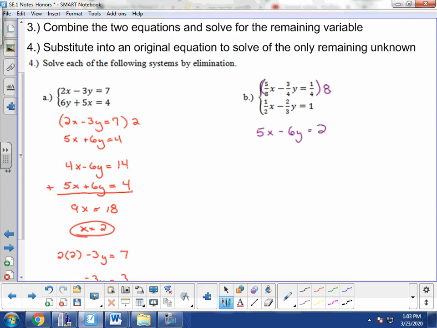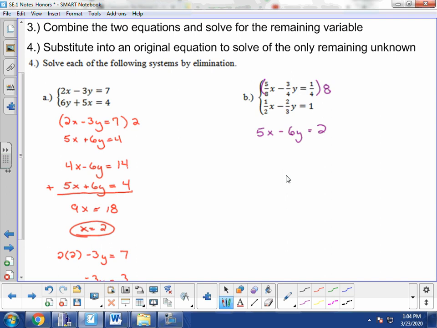Now, in the second equation, I could do one of two things. I could find something to multiply by the denominators to get rid of them, maybe 6. Or I could find a number to multiply that's going to give me the opposite of 5 as my leading coefficient for x. Or maybe find a number to multiply the negative 2/3 by to give me the opposite of negative 6, positive 6, for my coefficient of y.